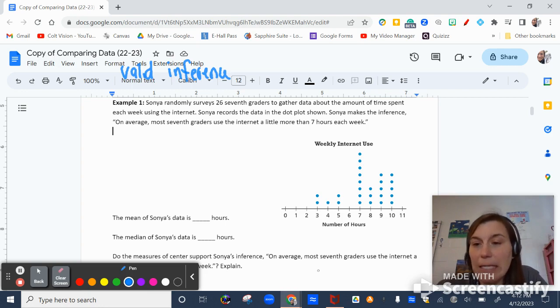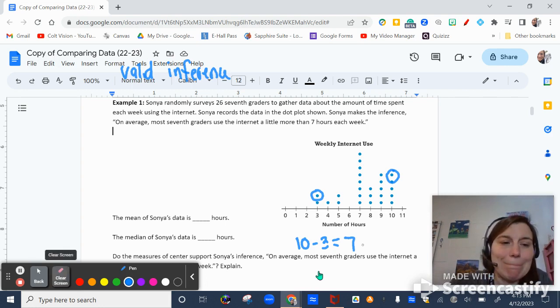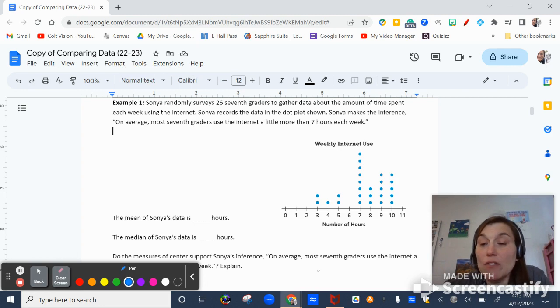So the easiest thing to do as we look at this dot plot is to look at the range and the mode. I'm going to look for the smallest data, which is 3, and the greatest data, which is 10. So the range would be 10 minus 3, which is 7. So that's the range of 7. That's how many hours apart these are.